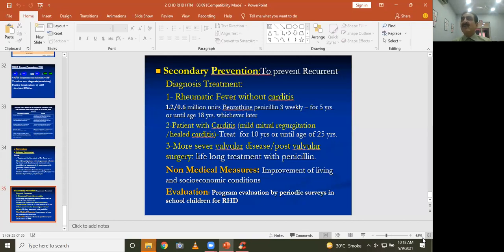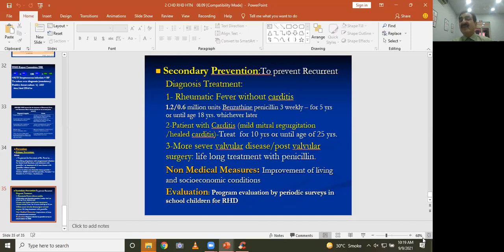Or if the child is there, up to the age of 18 years. If the child is of 15 years, up to the age of 18 years, 18 years will come after 3 years. So you don't have to give for 3 years; you prefer either choice for 5 years. And if the child is of 8 years, then you can continue for 3 years. Whichever is longer, you give that.